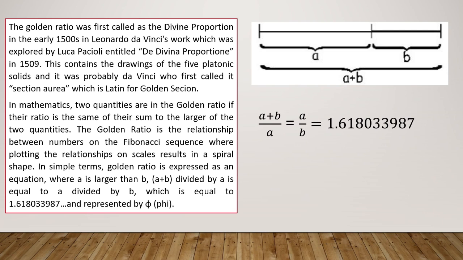Now again, the value of the golden ratio is infinite. So we have 3 dots here. Okay, so this is continuous. The value will not end at 7.